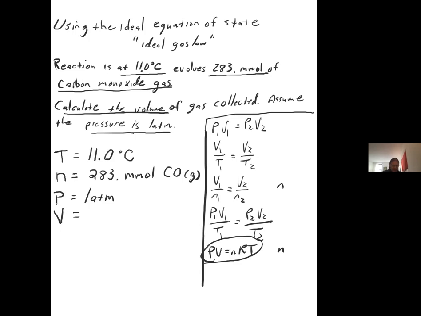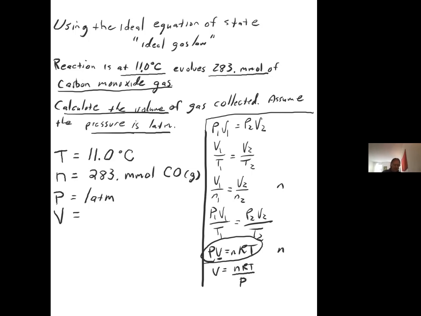So how do we get what we need out of this? Well, we're looking for volume. So if you're going to use the ideal gas law or the equation of state, and you want the volume, you divide both sides by pressure. If you divide PV by P, that will give you V. So you'll have V equals nRT over P. Okay, so there's your ideal gas law.